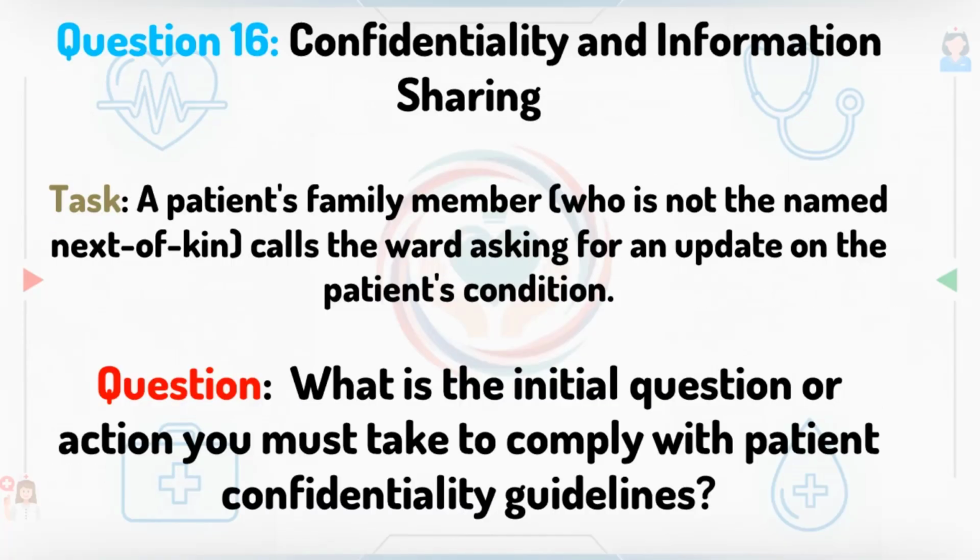Question 16. Confidentiality and information sharing. Task. A patient's family member, who is not the named next of kin, calls the ward asking for an update on the patient's condition. What is the initial question or action you must take to comply with patient confidentiality guidelines?